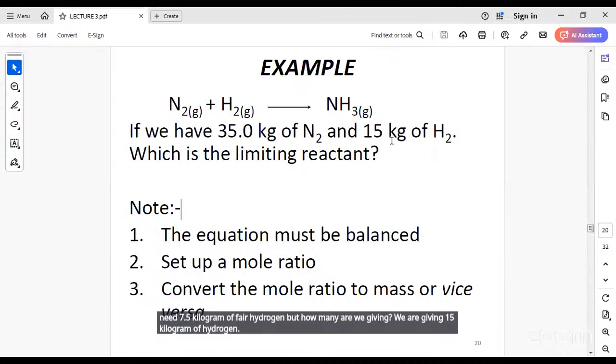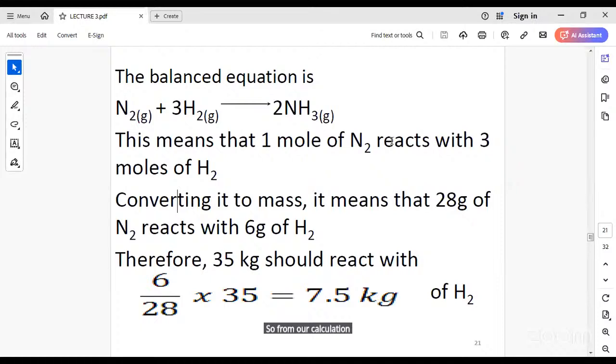So from our calculation, which one do you think will be the limiting reagent? So which is the limiting reagent? Let me see your answer in the chat. From our calculation, nitrogen. Thank you. So that is how you know the limiting reagent.